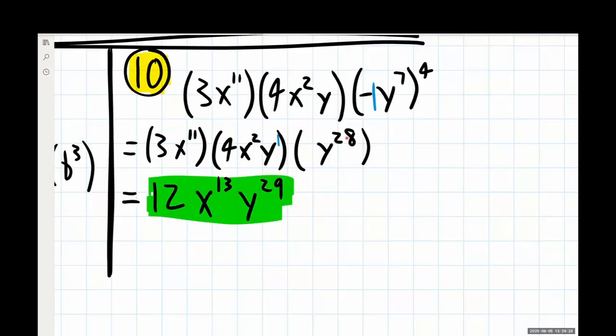I think the typo in my notes has this listed as 12x to the 12th power, when it should be to the 13th power. So typo on my end there. It should be to the 13th.